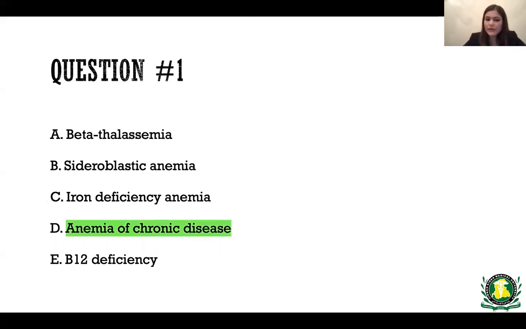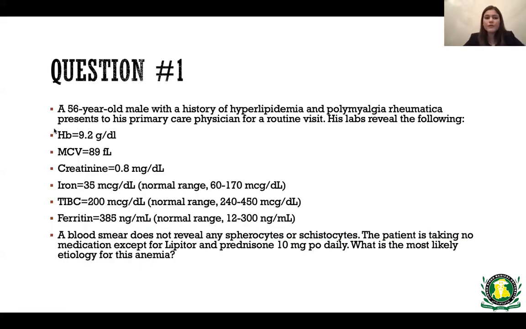So our answer for this one is anemia of chronic disease. Let's have a look at it as to why. We know that this is a normocytic anemia with no other issues that we see. Iron is low, but ferritin is 385. Usually when your ferritin is over 100, we say that this is not because of iron deficiency, right? So we can kind of rule that out on this one. Your MCV is fine, so B12 or folate deficiency does not come in the picture.